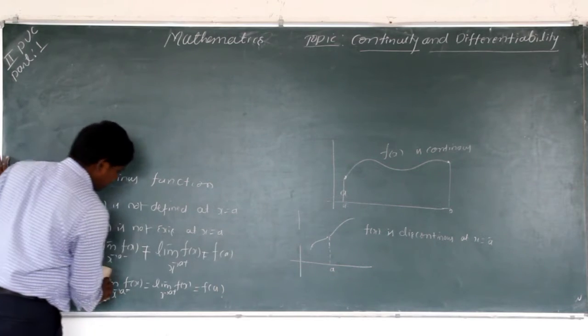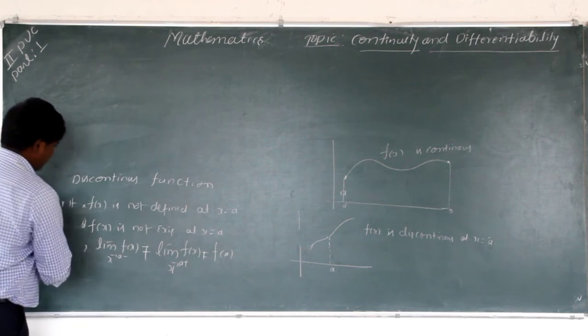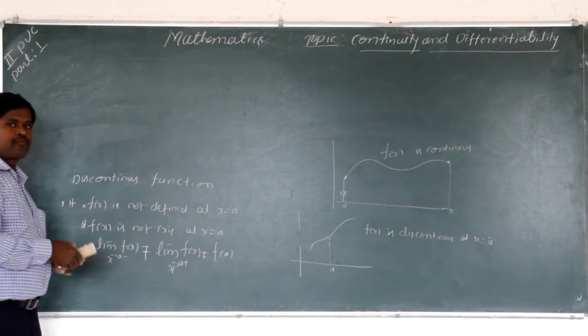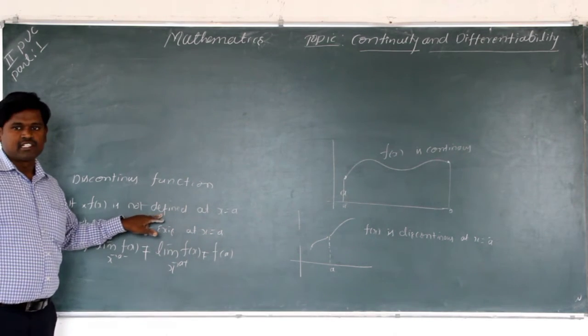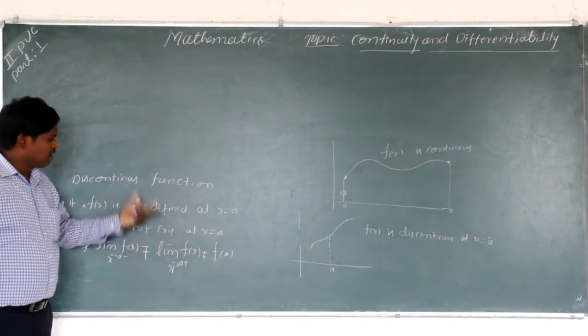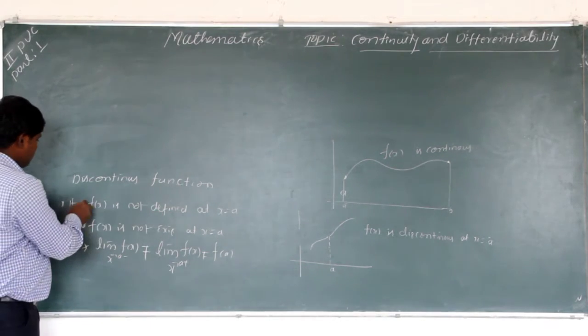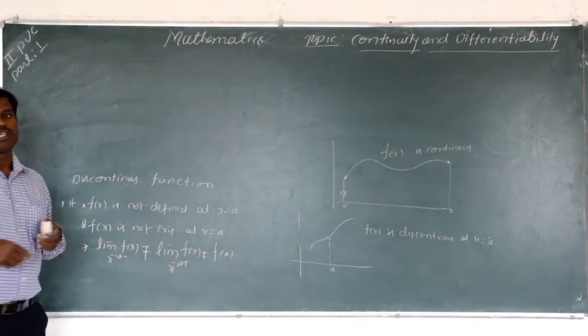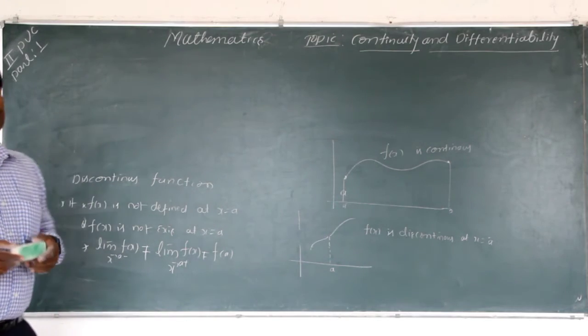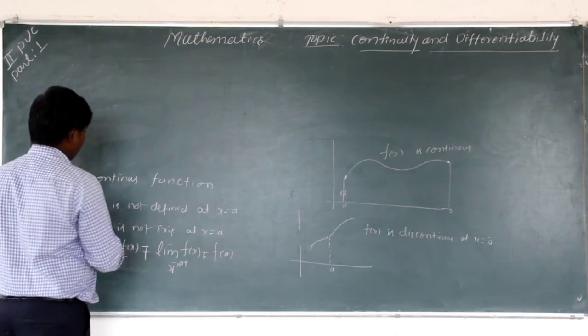See here, if any one of the conditions is not satisfied, whether the function is not defined at x is equal to a, or any one of them, then the given function is said to be a discontinuous function.